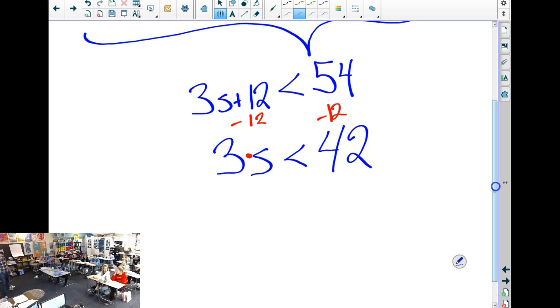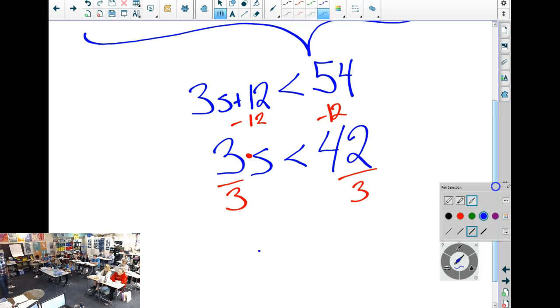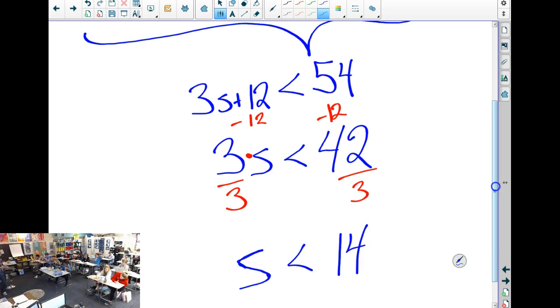Seriously. So we divide because we're undoing multiplication. And then we find out that S is less than... Anybody? 14. So those short words could be 13, 12, 10, could be 13.9. Right. Yeah, so it'd be S.